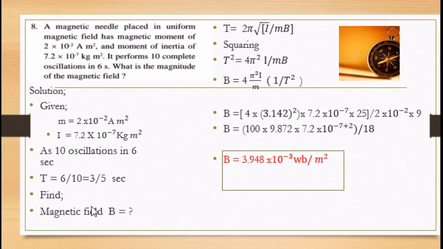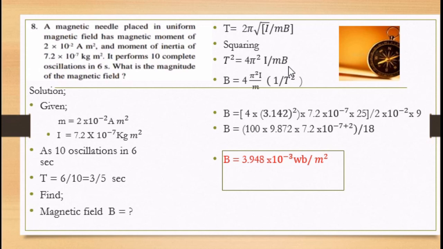To find the magnetic field, which is denoted by B, we have to select the formula. The quantities are B, T, M and I. There is one formula which is related with all these quantities, and that is T is equal to 2 pi under root of I upon MB. Now this is a square root, so we have to square it. Squaring on both sides, T square is equal to 4 pi square I upon MB.